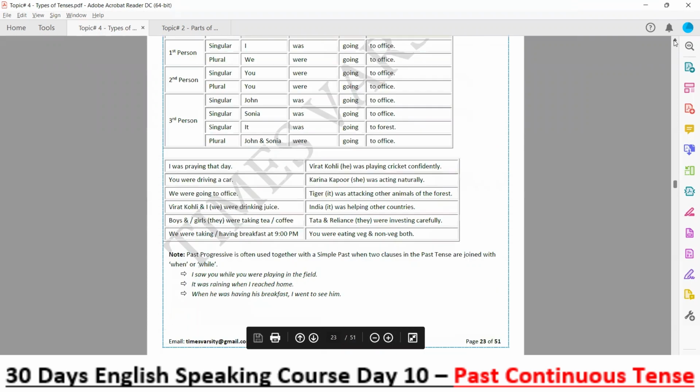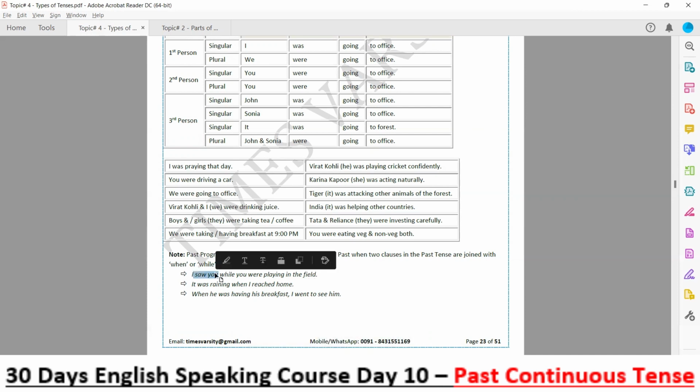And here there is a note. Let's read this one. Past progressive is often used together with a simple past when two clauses in the past are joined with when or while. For example, I saw you while you were playing in the field. So I saw you, this is past simple tense, right? Past indefinite. And then the word while is added, and then some other words like you were playing in the field.